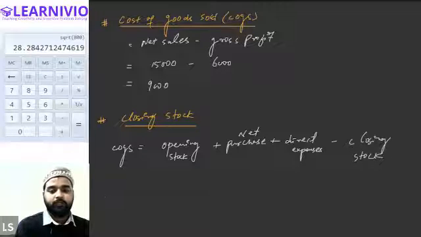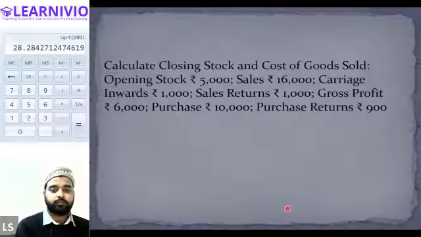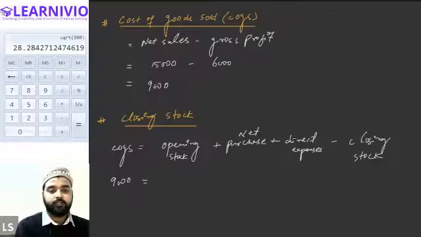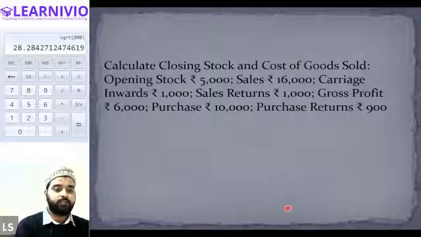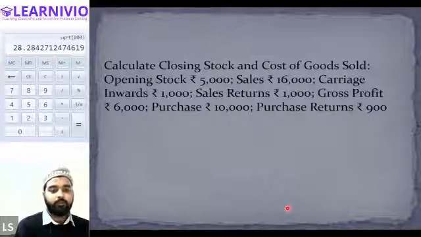So COGS we have already calculated by applying the above formula, 9,000. Opening stock is directly given in the question, 5,000, in the second line. So we can write down the value of the opening stock, 5,000. Purchases are also given in the question. Purchases are 10,000 and purchase return is 900. That means it is 9,100.